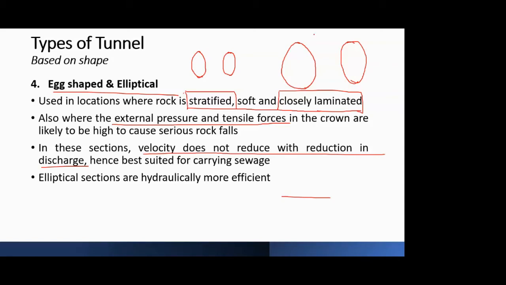So that is not the case in this egg shape or elliptical shape. The shape itself is such that whatever water is over here, it will never let the solid particles in it settle down. So that's why it is very much suited for carrying sewage.